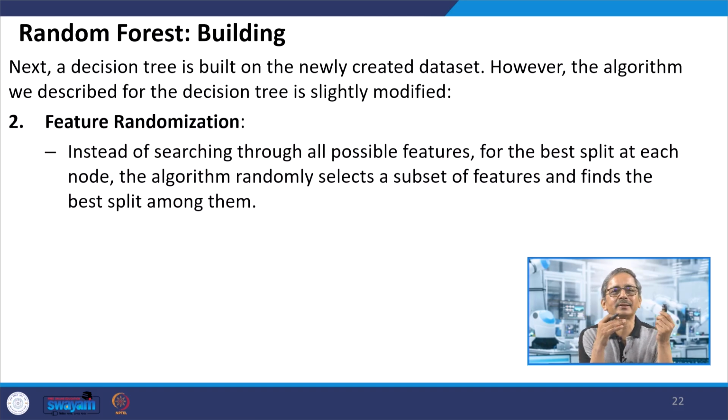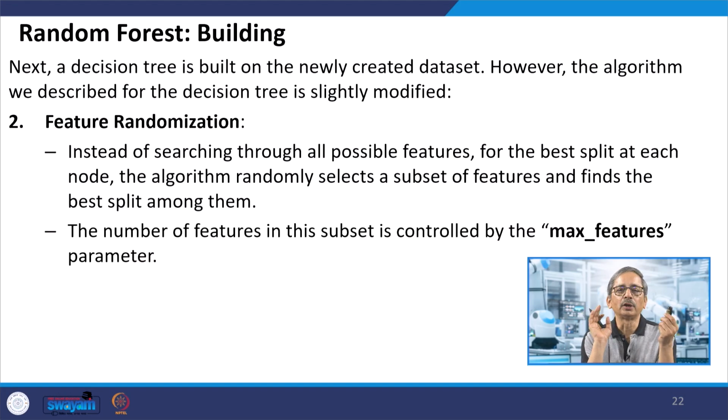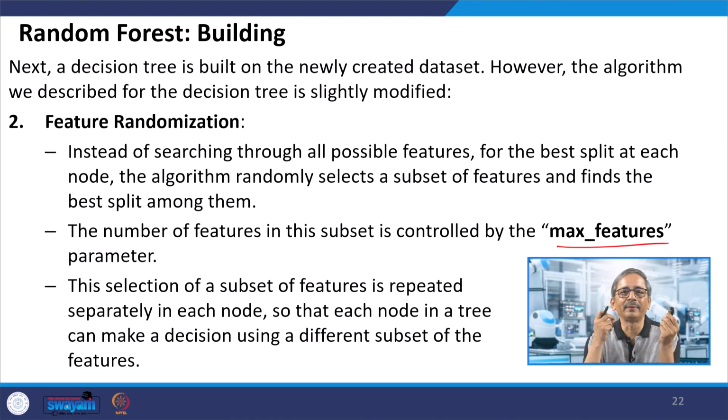The second method is feature randomization. In feature randomization, instead of searching through all possible features for the best split at each node, the algorithm randomly picks a subset of features and finds the best split among them. The number of features in this subset is controlled by the max features parameter, and this selection of a subset of features is repeated separately at each node, so that each node in a tree can make a decision using a different subset of the features.